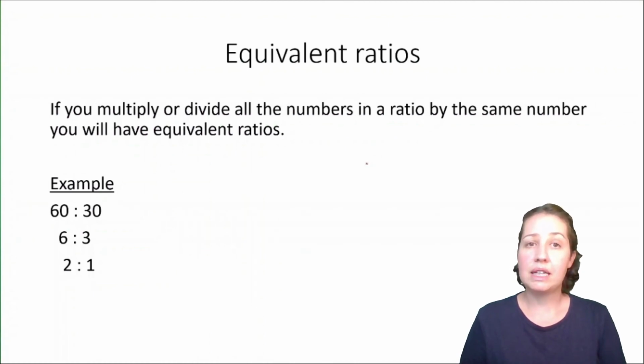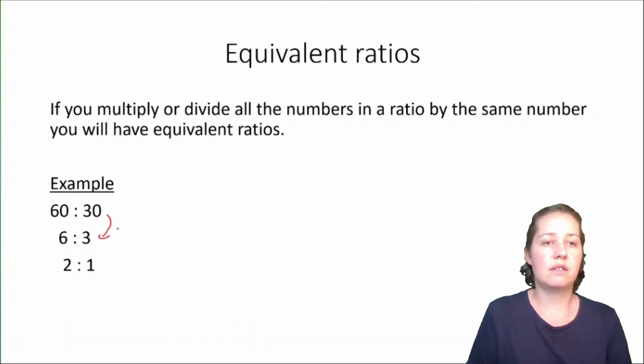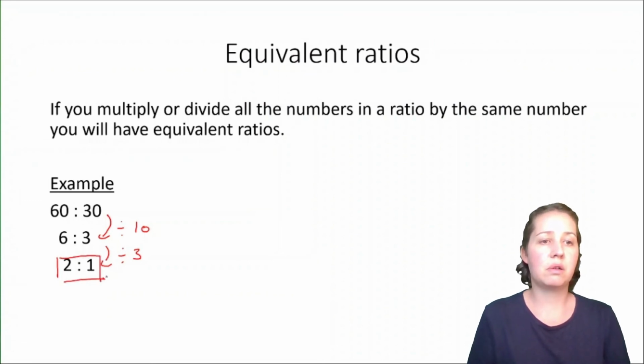Typically, when you're giving a ratio, you want to give it in the simplest whole number form. And you just need to remember that as long as you multiply or divide all of the numbers in a ratio by the same number, then you will have equivalent ratios. So for our example, if we have a ratio of 60 to 30, I'm going to try dividing by 10, and that's going to give me a ratio of 6 to 3. I can simplify this still further if I divide by 3, and I get a final simplified ratio of 2 to 1. All of these ratios are equivalent. 2 to 1 is the best way to express the ratio though, because that is in its simplest whole number form.